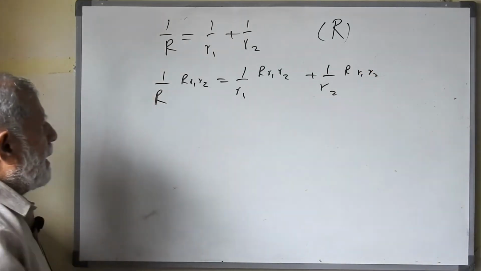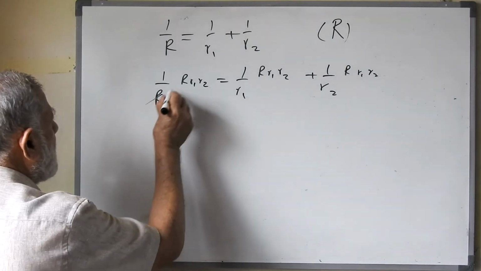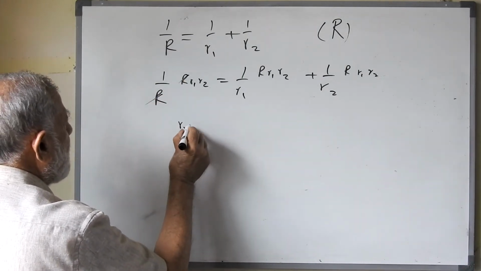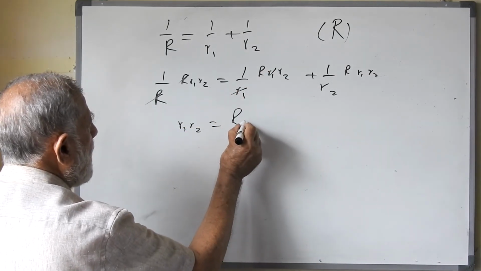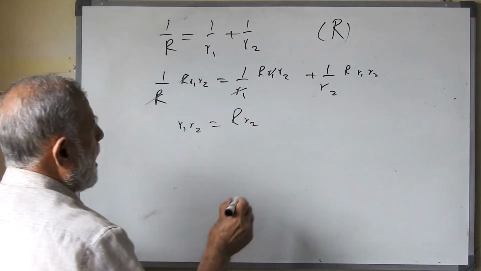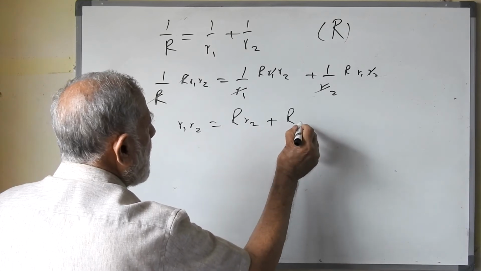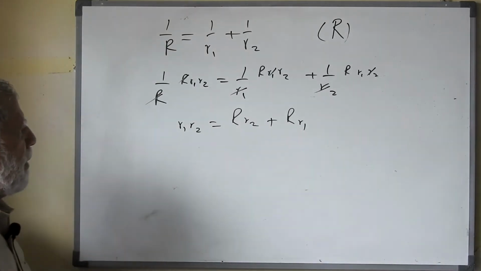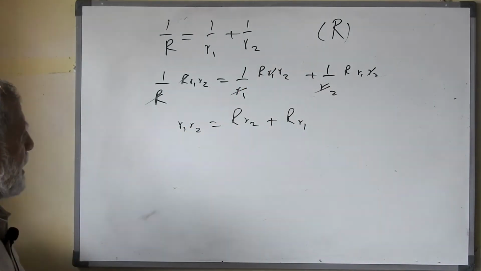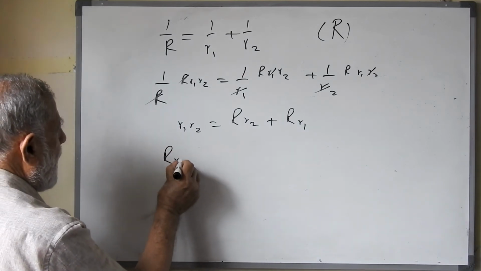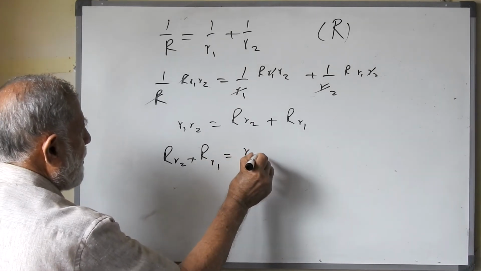Now we have multiplied each and every term by the LCM. So now we cancel the denominator. So R1 R2 remaining here is equal to R1 cancels here, so capital R and R2. Here R2 is cancelled, so plus capital R and R1. Now we want capital R, and it is on the right hand side. So we do the rotation. So R R2 plus R R1 is equal to R1 R2.